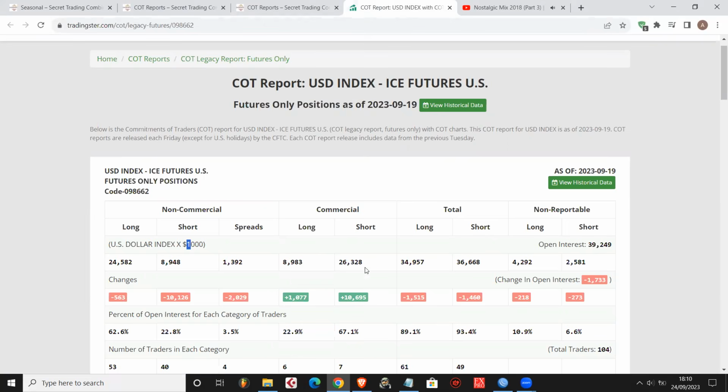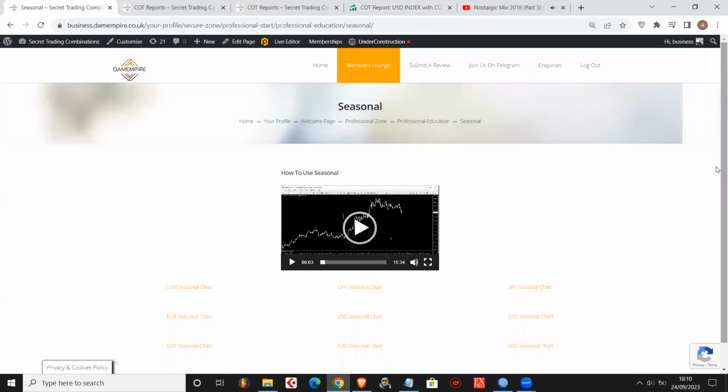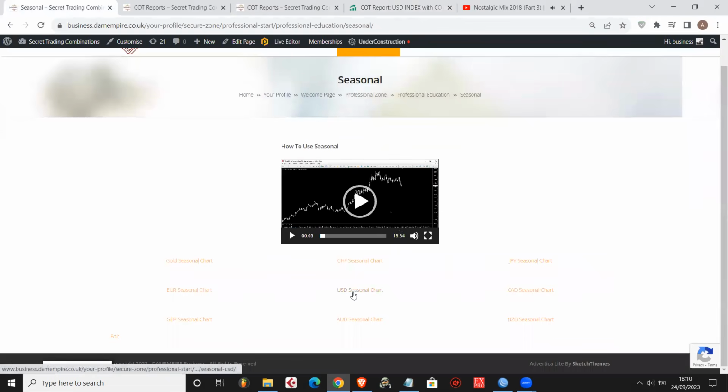So that's quite a lot. So what we can look at now is they're adding a lot of position to the short side, but they're also adding to the long side at the same time. I tend not to take trades when they're adding on both sides because I like it to just be focused on one side. But nevertheless, 10,000 was way bigger than 1,000. So let's look into the seasonality of USD and see if we have an alignment.